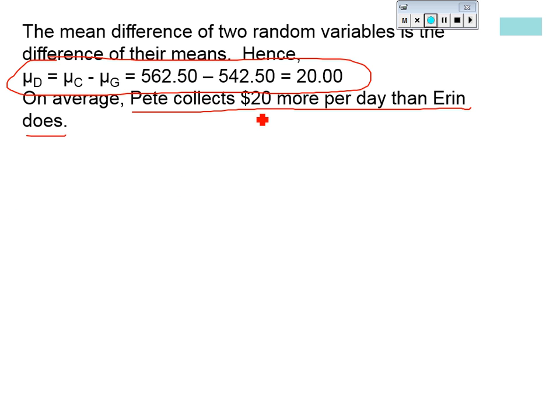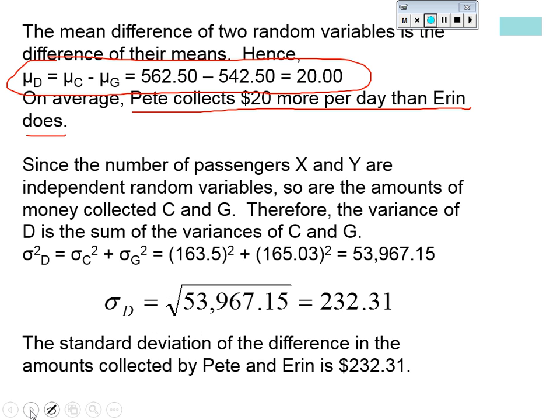But just keep in mind that Pete's not going to collect $20 more every day. There's variability that's involved from day to day. So how much can we expect the amount of money, or the difference in the amount of money that they collect per day, to differ from the mean?